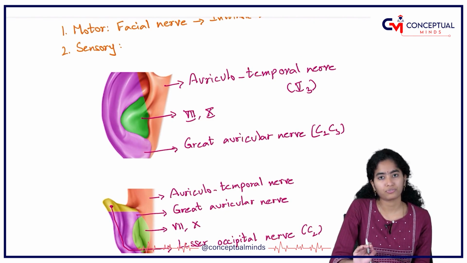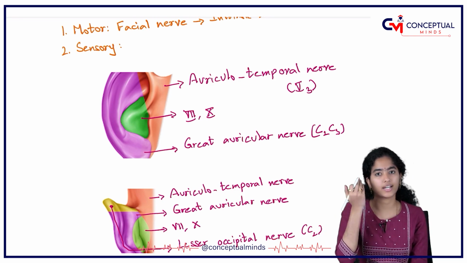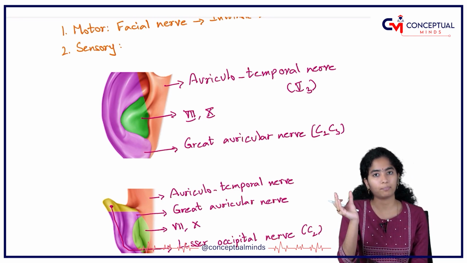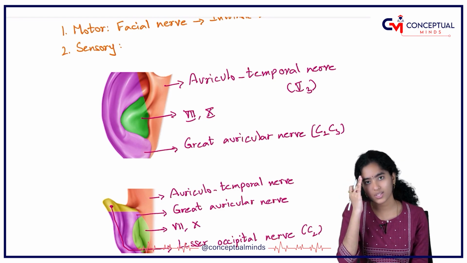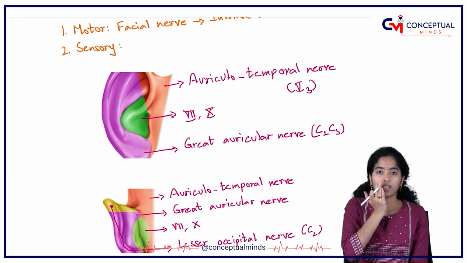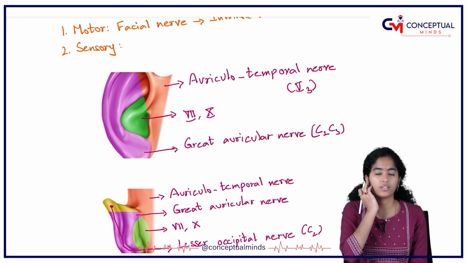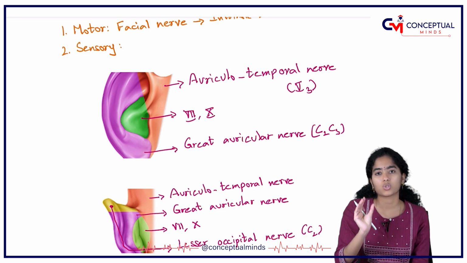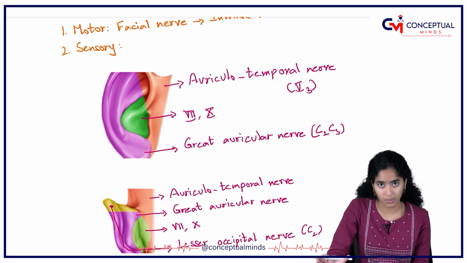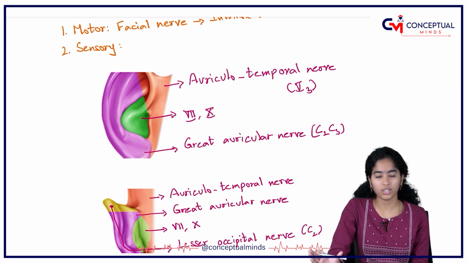Auriculotemporal nerve is a branch of trigeminal nerve, and trigeminal nerve is the nerve that supplies the entire face. Auriculotemporal, it is supplying the auricle as well as the temple. The nerve that is supplying the entire face is supplying the starting part of the ear, the first part of the auricle. So that is your trigeminal nerve's branch, auriculotemporal nerve.